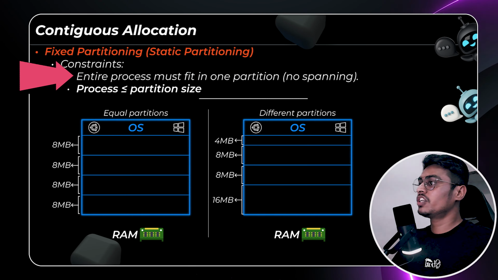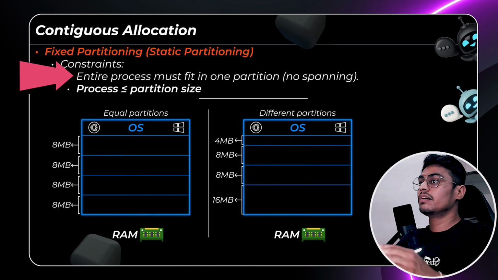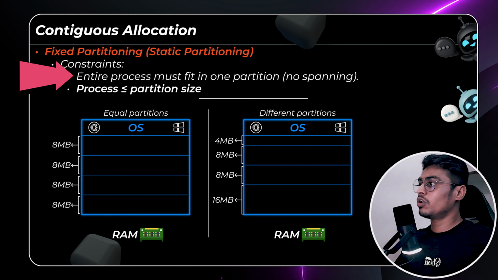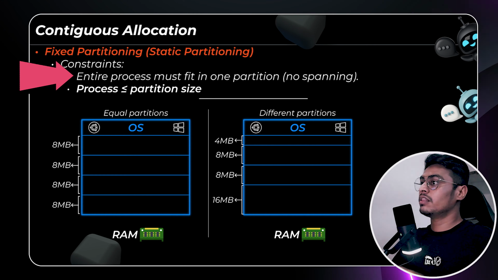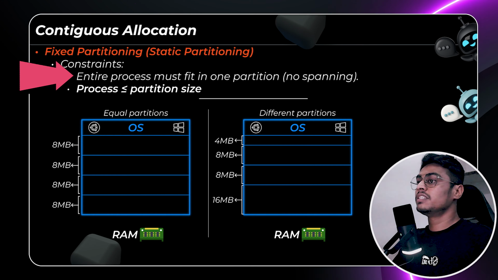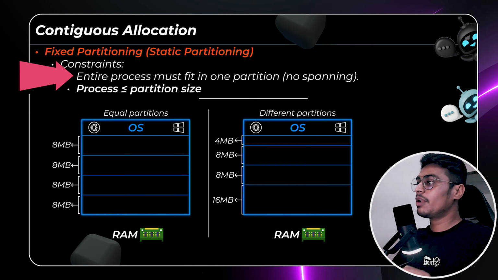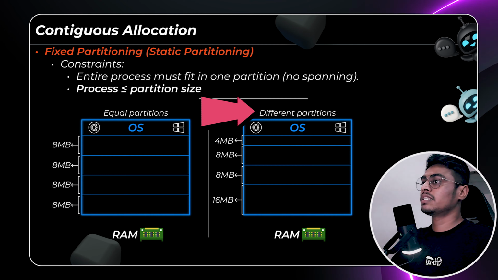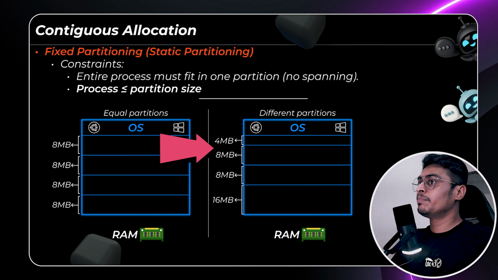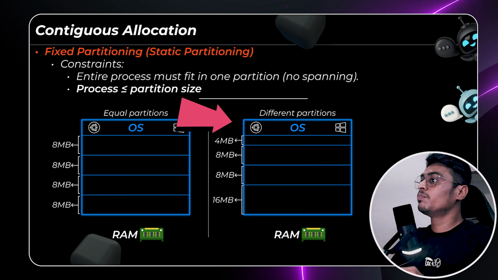The important constraint is that processes should be either equal to the partition size or smaller, because contiguous allocation doesn't allow spanning. Spanning means placing part of a process in one partition and the remaining part in another partition. This is allowed in non-contiguous allocation, but in contiguous allocation, this is not allowed. The entire process must fit in one partition, or we need to bring smaller processes. We can also have different size partitions, for example 4 MB, 8 MB, 8 MB and 16 MB partitions. This provides more flexibility for accommodating various process sizes.